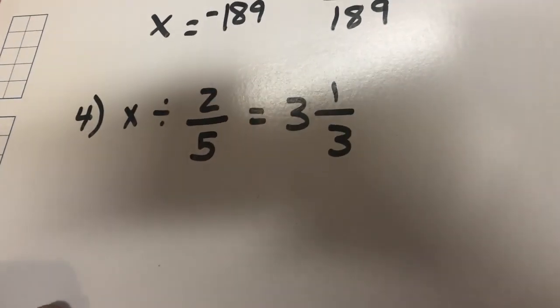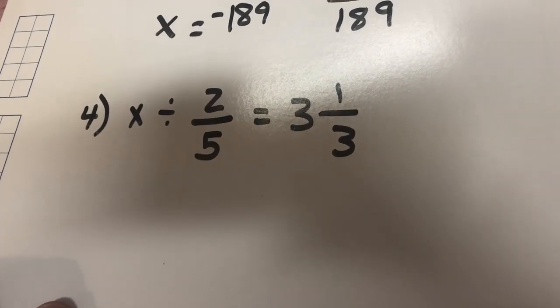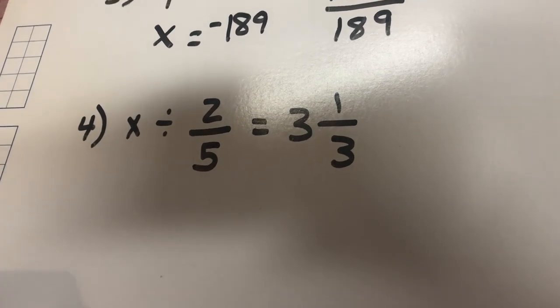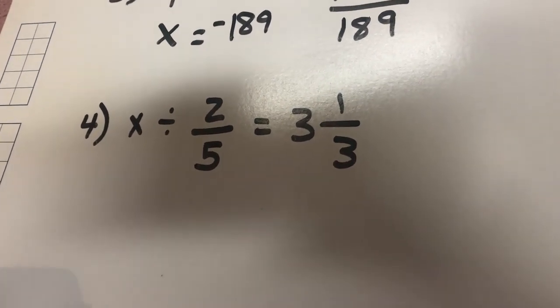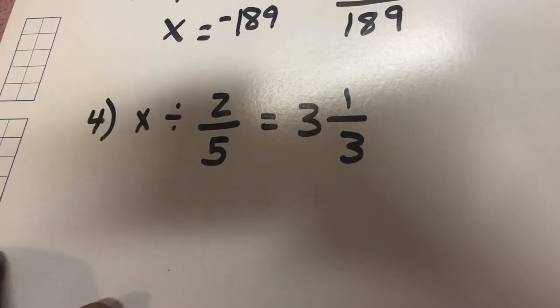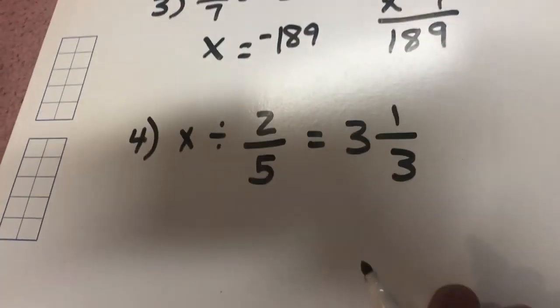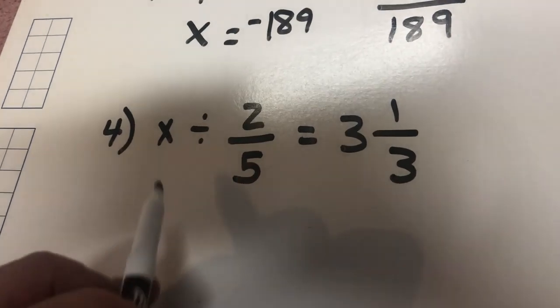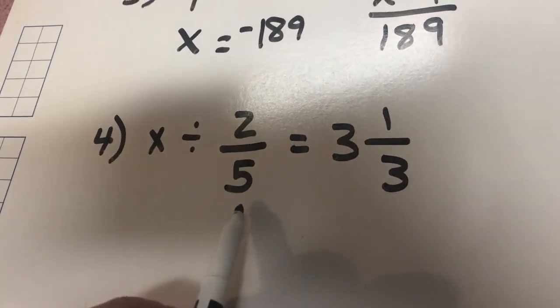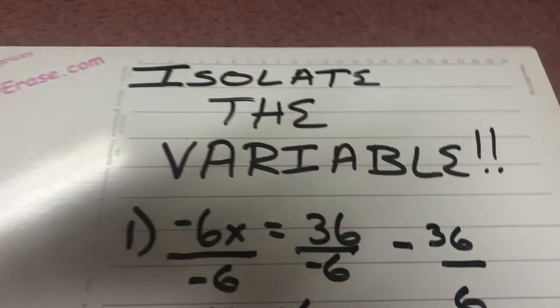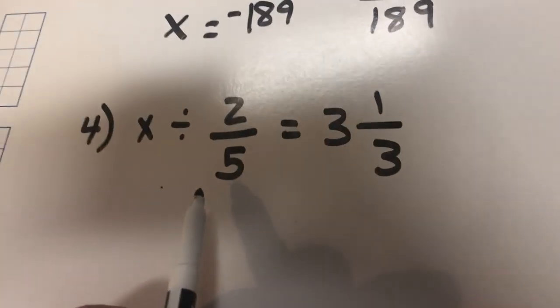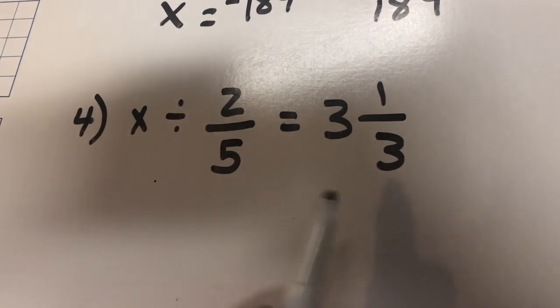Once again, you see a division sign. Most of the time you're not going to see that, but you can't really have fractions and mixed numbers within fractions. So when you have a problem with fractions, you really have to use a division sign. So I don't really have a problem with this example in number 4. But the operation remains the same. It's x divided by 2/5. How do I isolate the variable? How do I get x by itself? x divided by 2/5 equals 3 1/3.